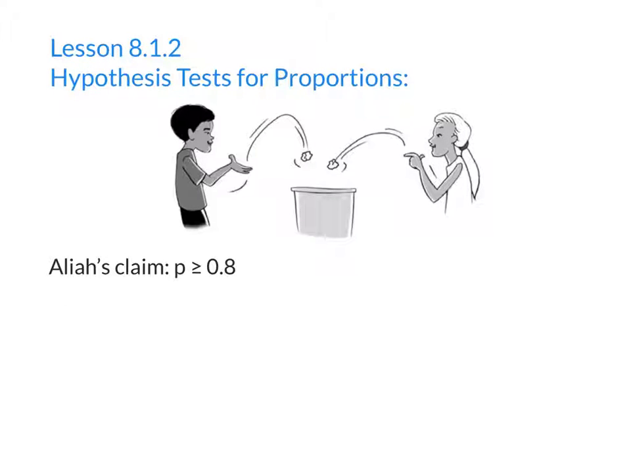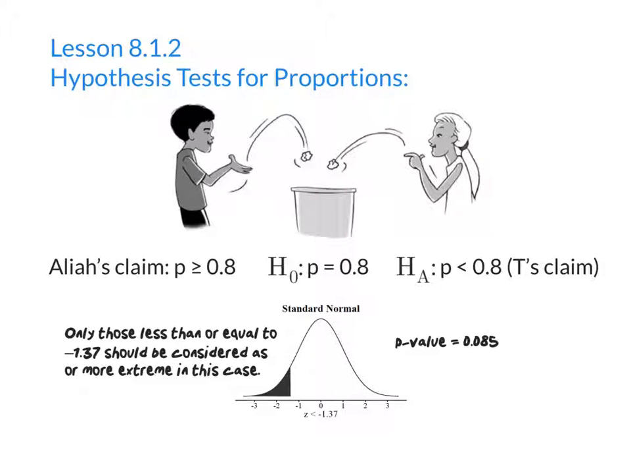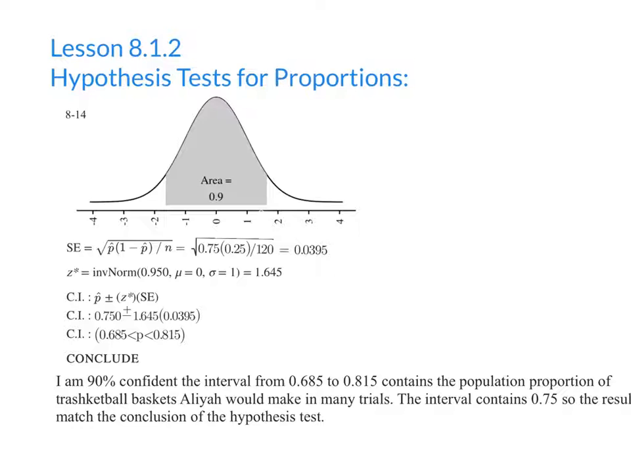In Lesson 8.1.2, the Trashketball narrative continues. Students see that a claim such as Elijah's can be neither the null or alternative hypothesis, and that the null hypothesis must be assumable. Then, assuming the null is true, calculate the z-score associated with p-hat, and then calculate and interpret the p-value.